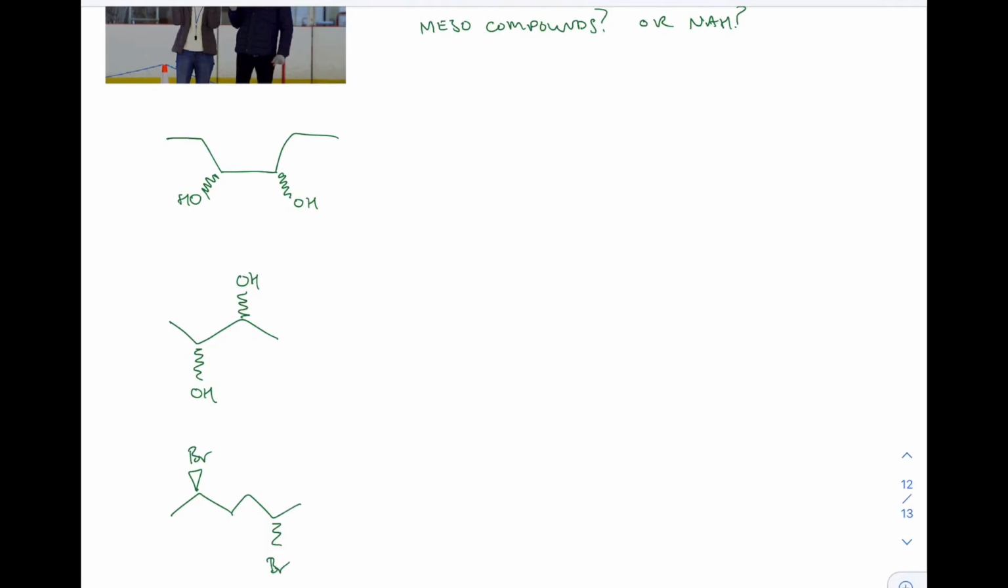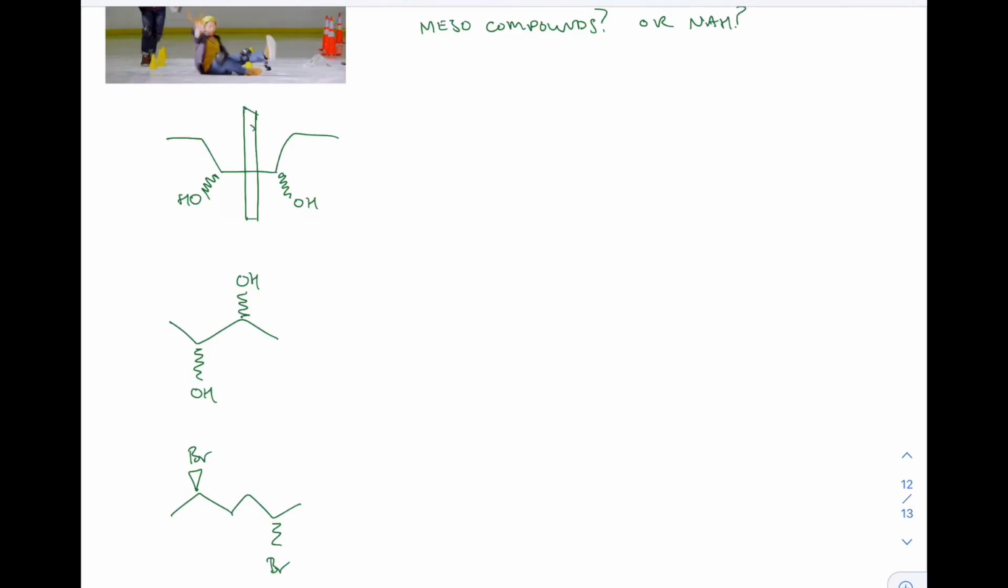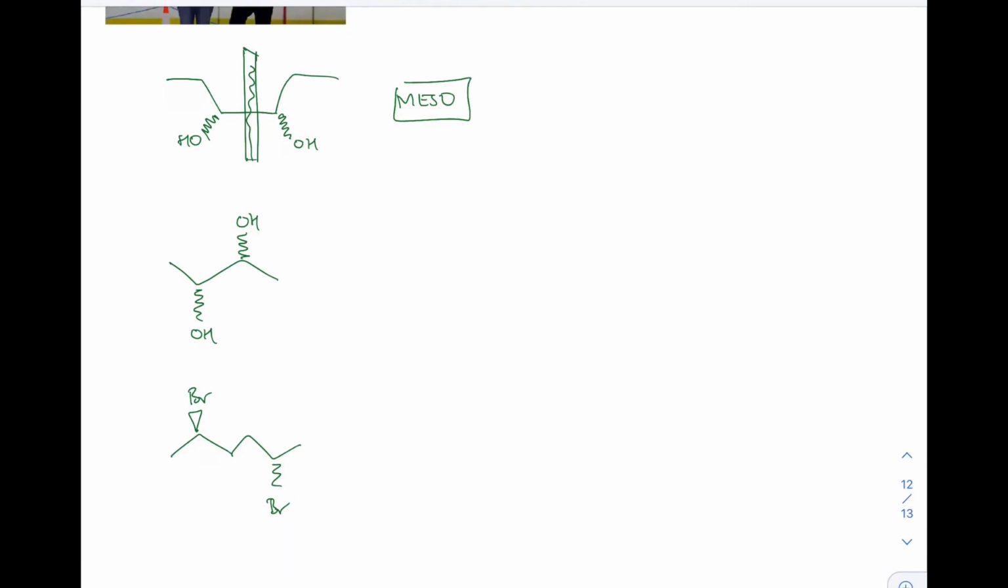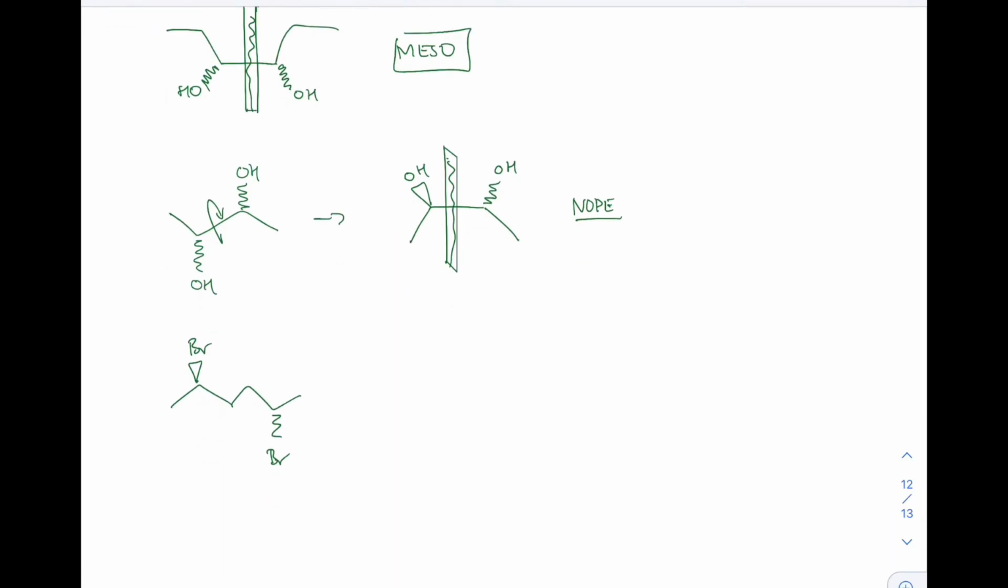Really what we're doing is looking for a plane of symmetry. If you slice this in half, you will get a mirror image. The same thing on the left as on the right, so therefore it's meso. Now this one right here is not as obvious, so we can't slice it there. What about through the OHs, right? It's not obvious, but what you can do is rotate. You have to be careful when you do this, because you want to make sure you get your wedges and your dashes correct. But when you do, you have a wedge and a dash, and therefore we do not have symmetry, because when we cut it, we won't have a mirror image.